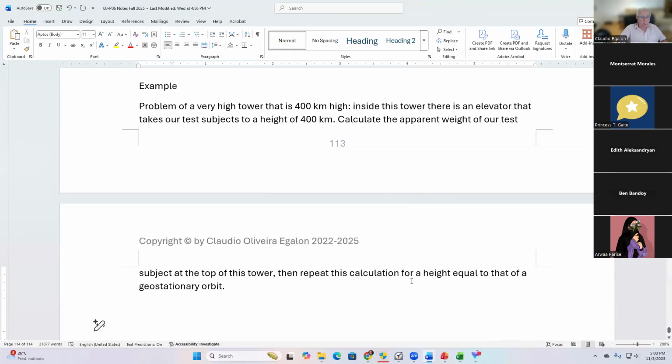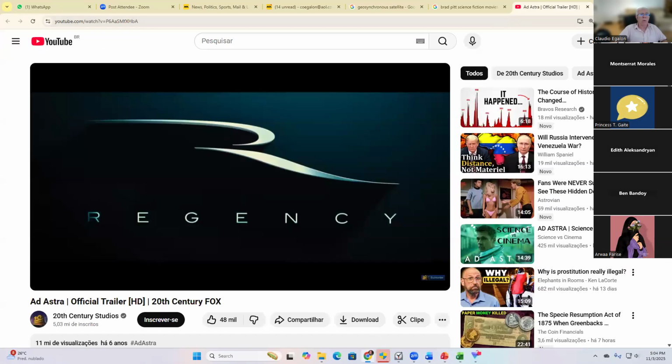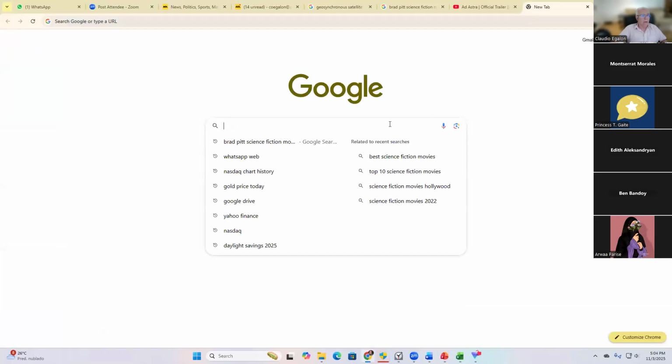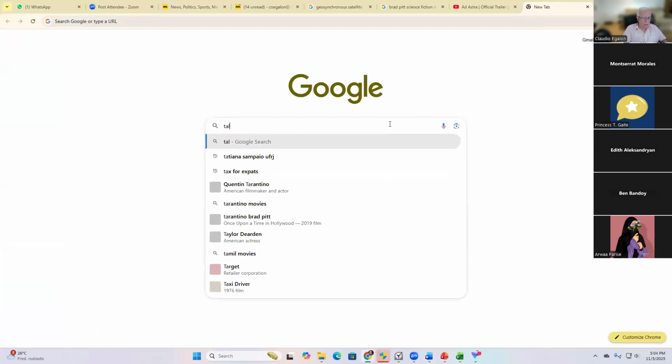For a tower with a height equal to that of a stationary orbit. And don't forget, it's very difficult to construct, to build something like that. Okay, it would be a major feat of engineering to build a tower that's 100 kilometers high. The tallest buildings in the world, we can look at the internet, don't come anywhere close to that.